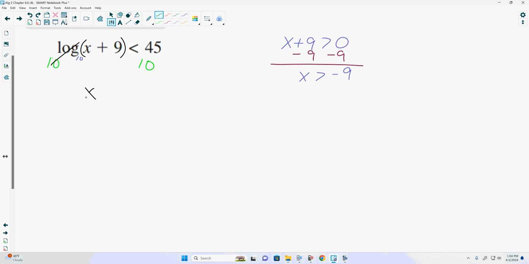Now, putting it to the base of 10 with our common log would cause it to cancel out, leaving us with x plus 9 is less than 10 to the 45th. The calculator can tell you that it is 1e to the 45th. So it's not a nice number. So we're just going to leave it.